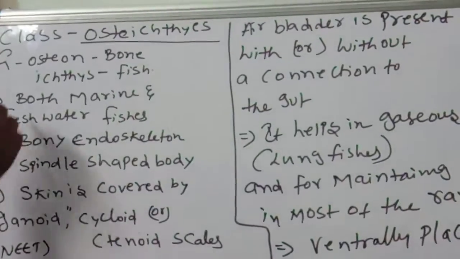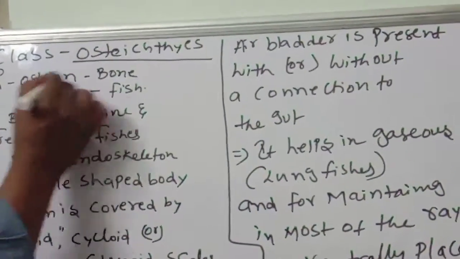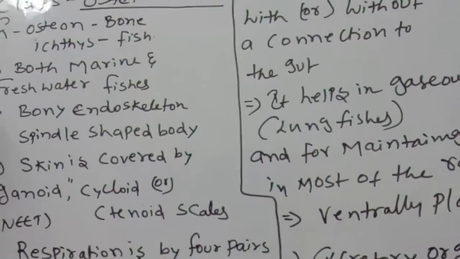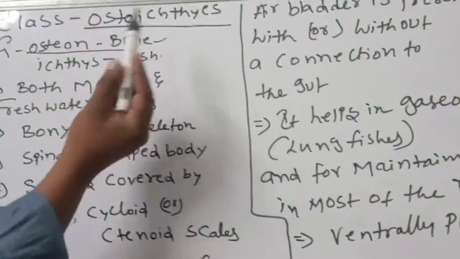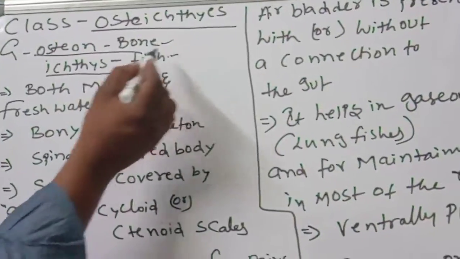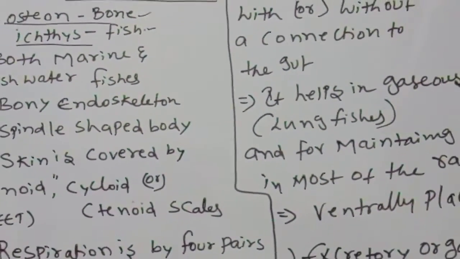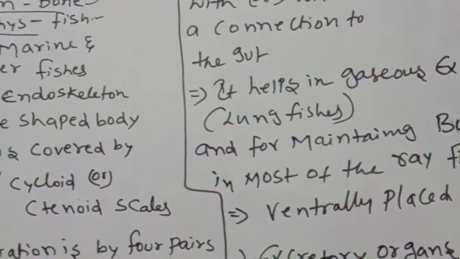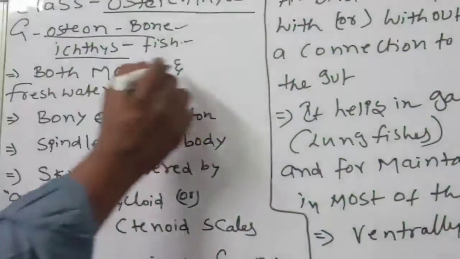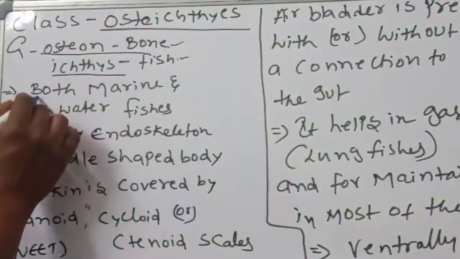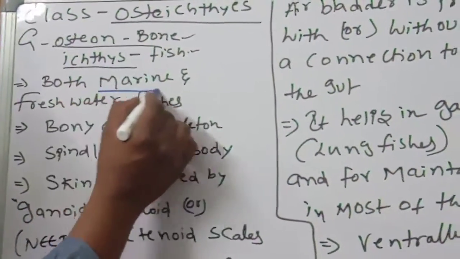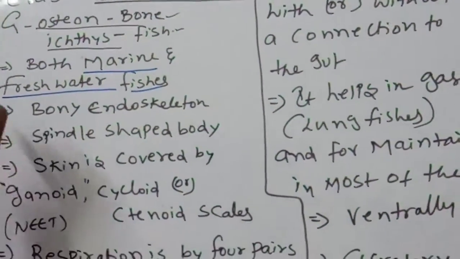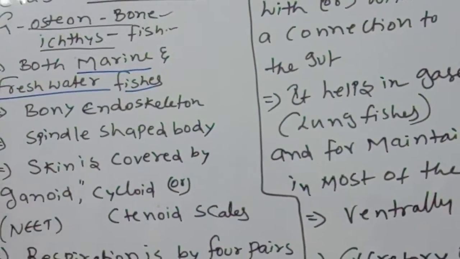In Greek, what does osteon mean? Osteon means bone. Ichthys means fish. This point you should remember. The next important one: these bony fishes live both in the marine and in fresh water. Marine means oceans, freshwater means lakes, rivers, like that.